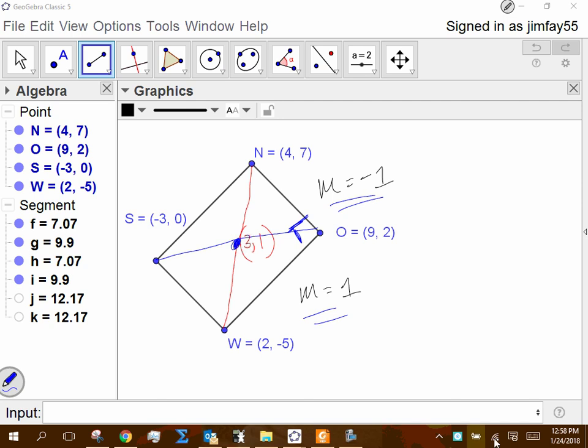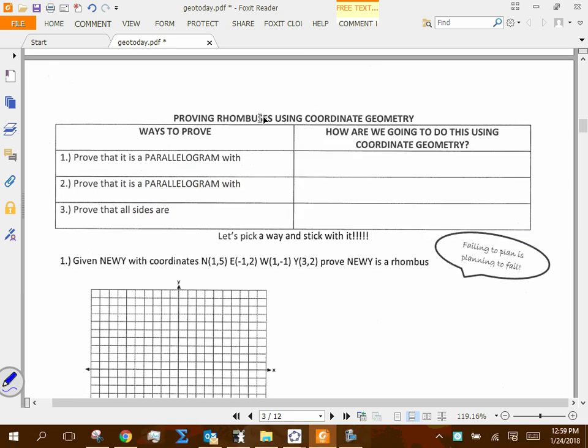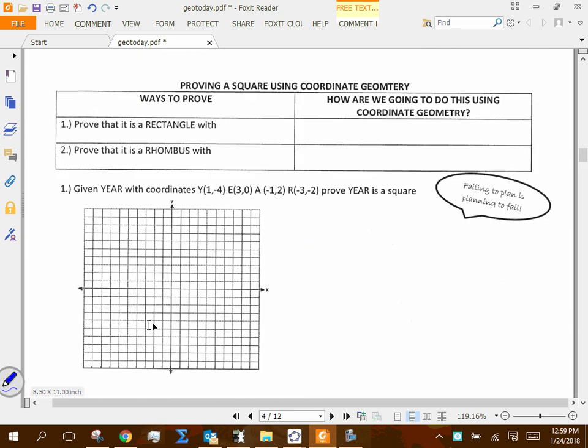Okay? What I want you to do for homework this evening is on page 3, there's this chart with rhombuses, right? I want you to fill that in just like we did with parallelograms and rectangles. Then I want you to do the first question right here with NEWI. Then I want you to go to page 4, and I want you to do this chart. Okay? And I want you to do this first question right here. All right? Now, your neighbor might do it completely different than you do, but you both should come up with the same conclusion, right? Your neighbor might use this option here, and you might use this option. All right? That's what I want you to do for homework. Have that ready to go tomorrow, and get out of here.